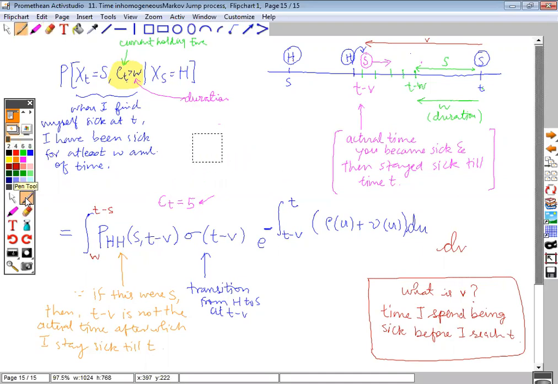Okay, so can we not make the transition immediately? So will it be T minus W? Okay, let's see what T minus W denotes. T minus W is here, right? Yes. W is this. And what is my W? My W is this duration here.